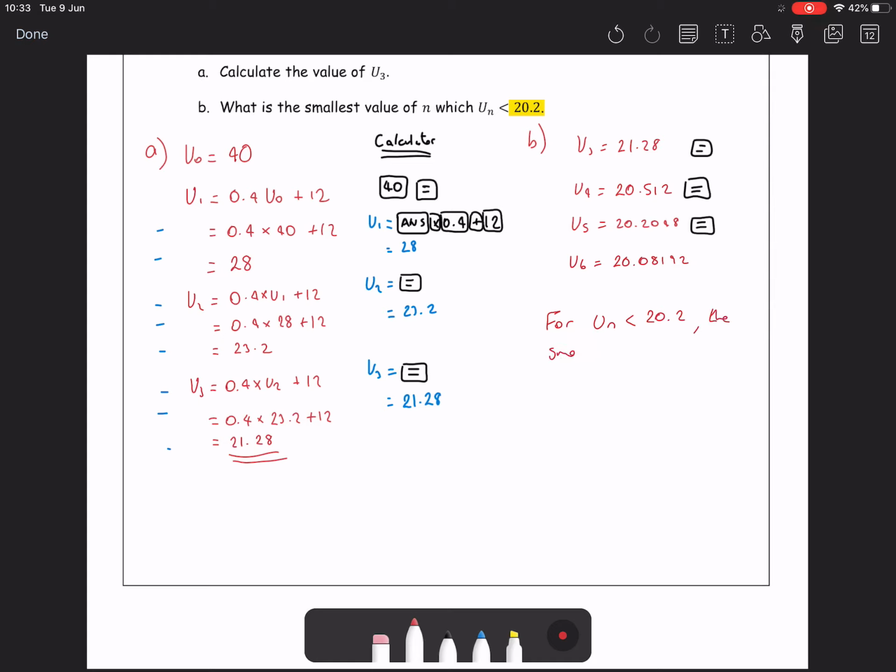The smallest value of n is n equals 6. And as I say, if I continue to press equals, 20.032, 20.013, etc., it just keeps getting smaller and smaller. Working wise, the fact my part A is shown, I know already how to use a recurrence relation, that's more than appropriate to be able to work out my values for part B.